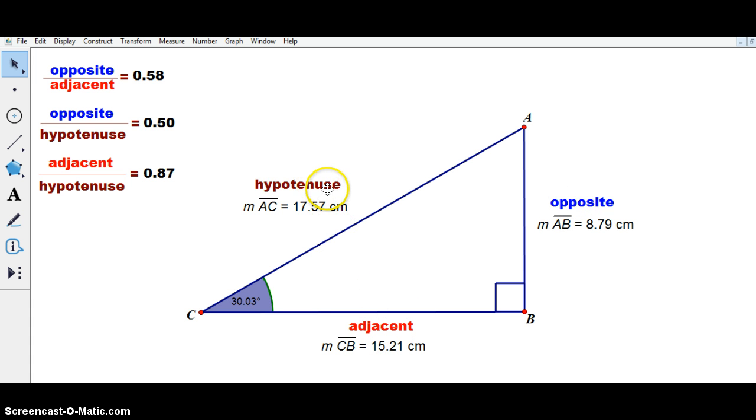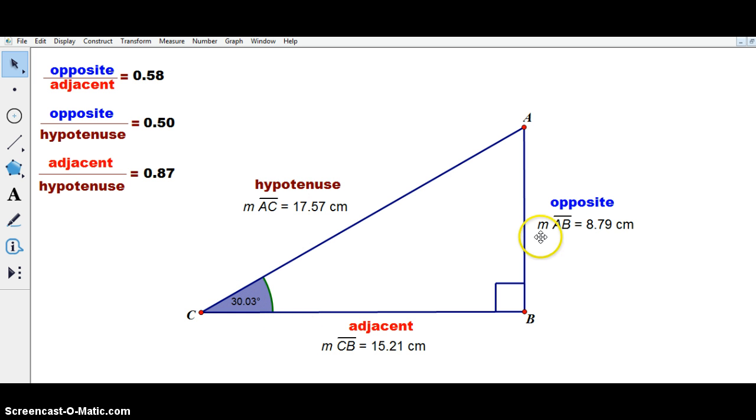The hypotenuse is, of course, opposite the 90-degree angle and is the longest side in the right triangle. The opposite side of the 30-degree angle is across from it. The adjacent is sharing one of the angle arms with the 30-degree angle.